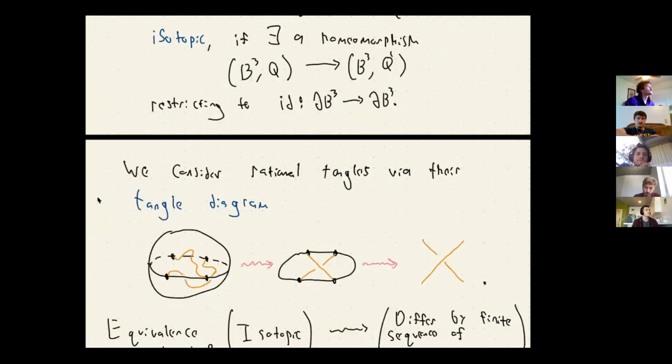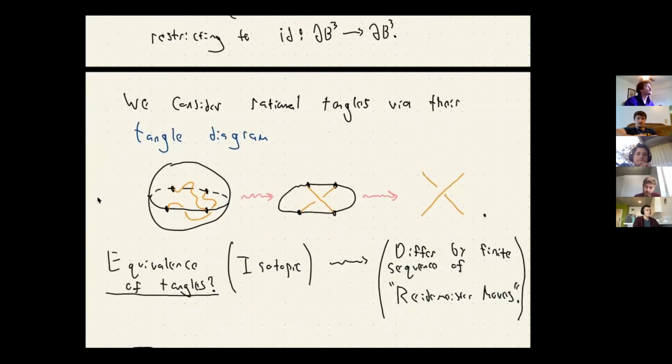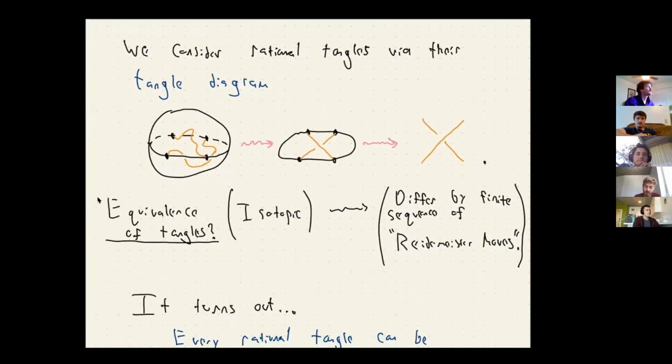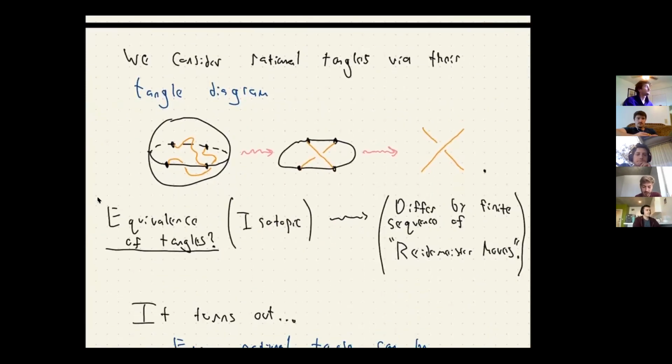Okay, so one thing we can do, just kind of simplify life a little bit, is we can consider rational tangles via their tangle diagrams.